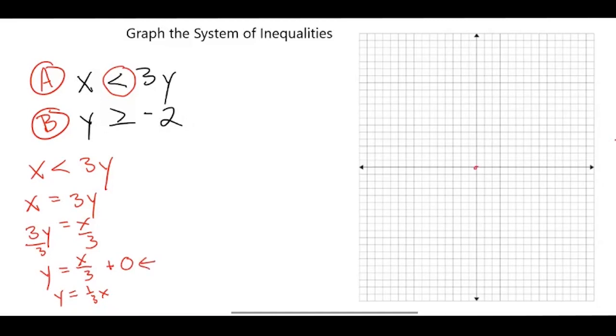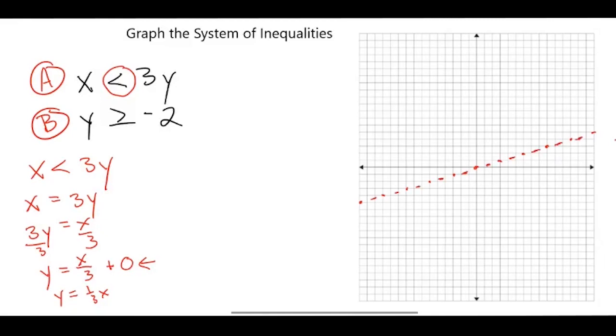So I'll put a point there at 0, and it is up 1, right 3. Up 1, right 3, and so on. And I can go the other direction. I recommend using a straight edge for this. It'll make your job a lot easier.